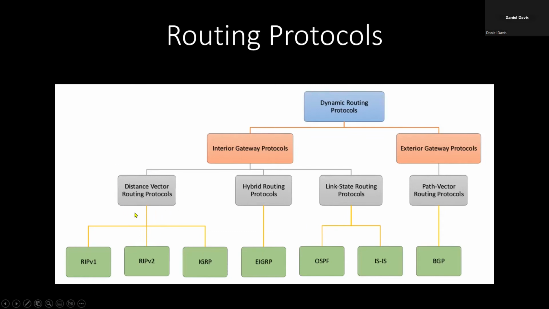One category is distance vector routing protocols. We have another one called link state routing protocols, and then we have one called hybrid routing protocols. These are the routing protocols that fall into each category. Let's start with distance vector routing protocols, RIP1 and RIP2.